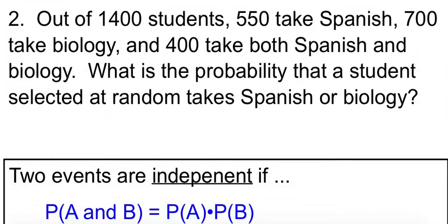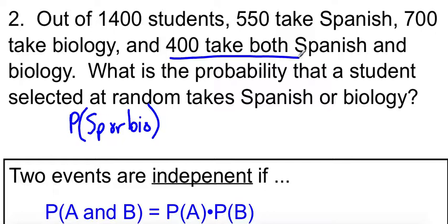All right, out of 1,400 students, 550 take Spanish, 700 take biology, and 400 take both Spanish and biology. We want to know the probability that a student selected at random takes Spanish or biology. Before we can do this problem, we have to decide, is there overlap? And there definitely is, because we have some students who are in both. It's not like you're just taking Spanish or just biology. So we would call this an inclusive event.